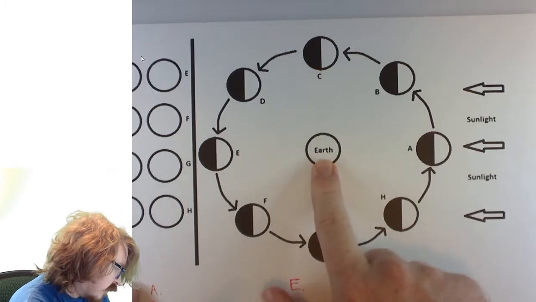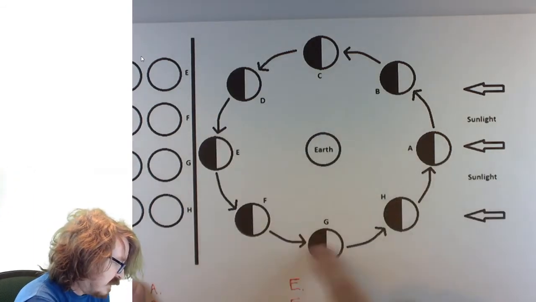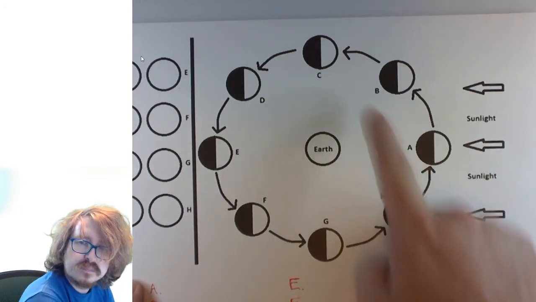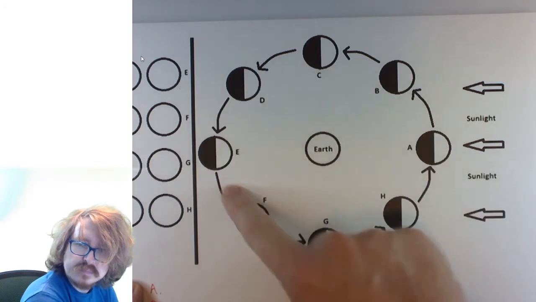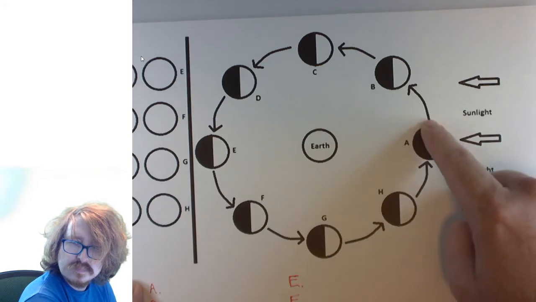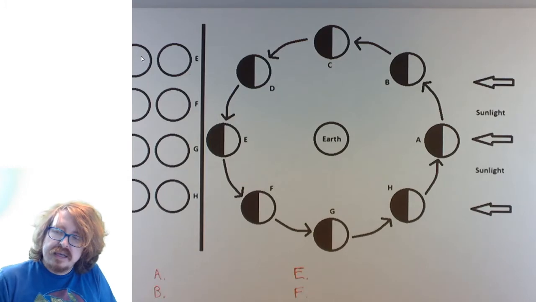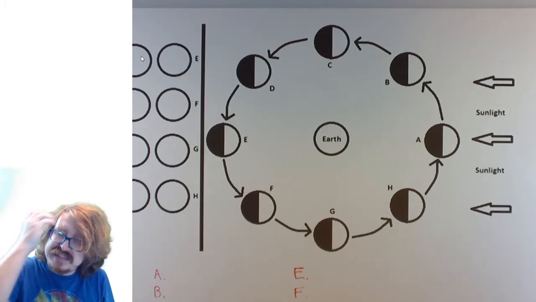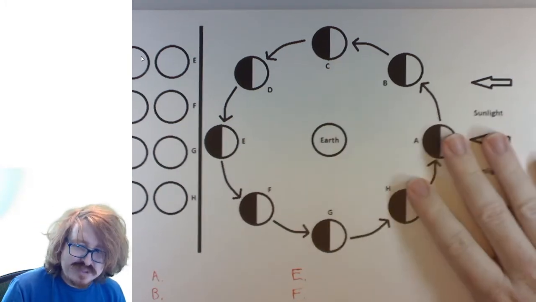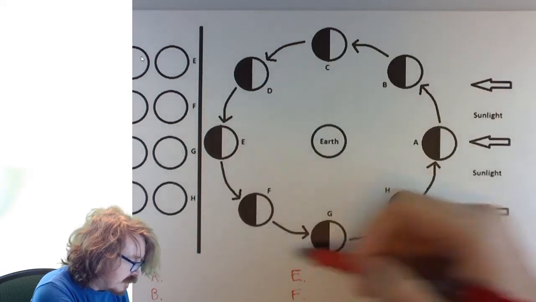Okay, so if this is the Earth and the sun's way over here, what are all of these 8 things right here? What's that thing? What do we got going here? Yeah, that's the moon, okay? And so I'm not saying that there are 8 moons. What I'm trying to show here is the moon orbiting around the Earth.